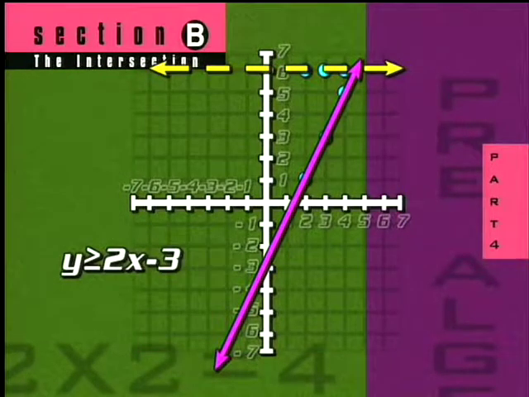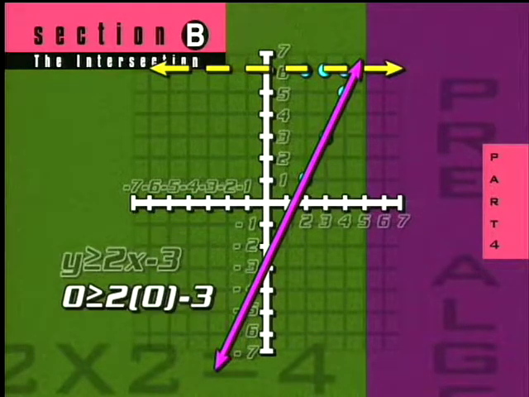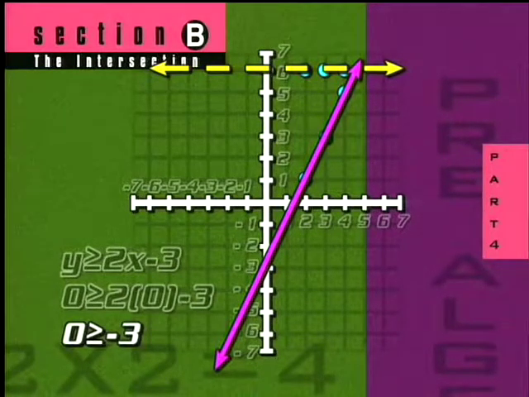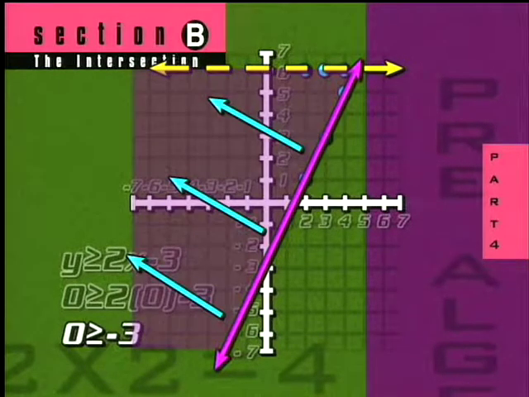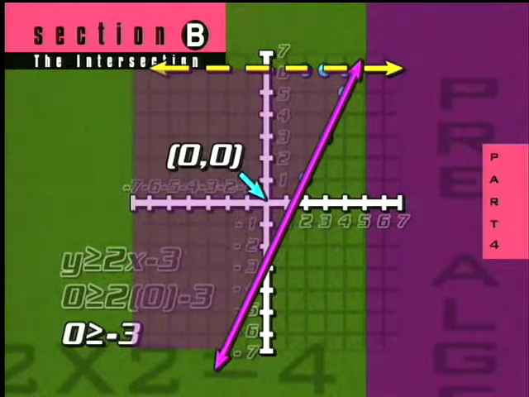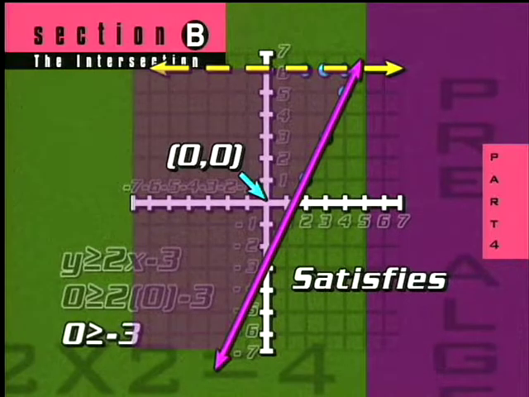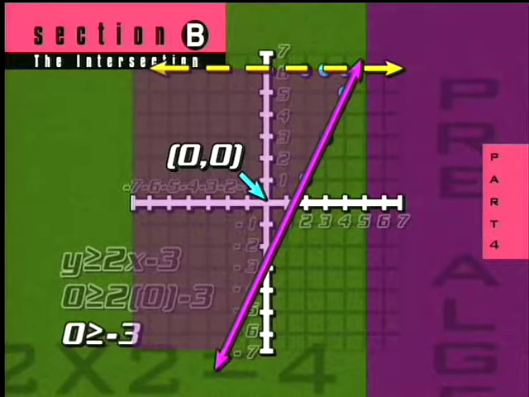For the inequality y is greater than or equal to 2x minus 3, we plug in 0 for x and y and get that 0 is greater than or equal to 2 times 0 minus 3. Simplified, we've got 0 is greater than or equal to negative 3. This is a true statement. Now we shade to the left side of the line because 0, 0 satisfies this inequality, and 0, 0 falls to the left of the line.